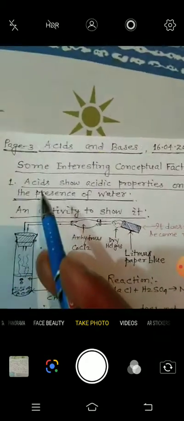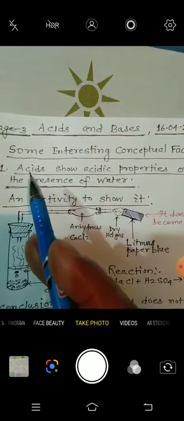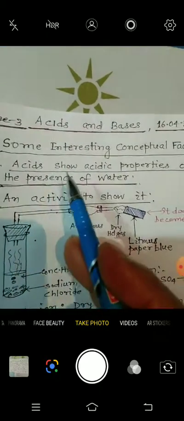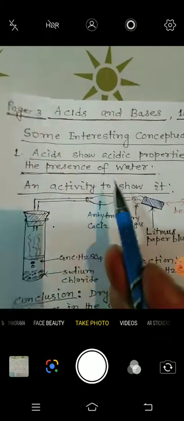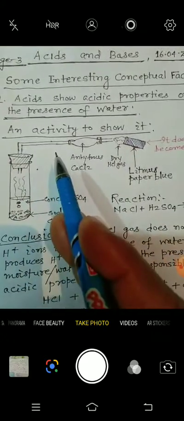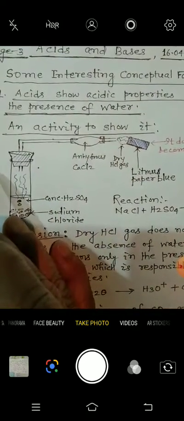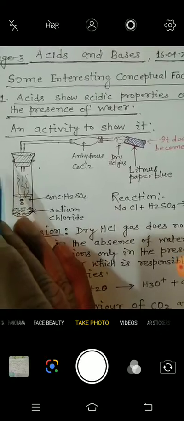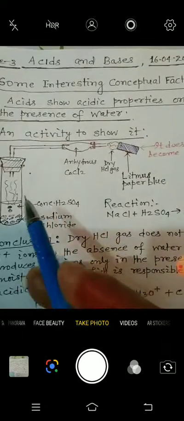Now, the next fact related to acids and bases is here. The acids show acidic properties only in the presence of water. An activity to show this, that an acid in the absence of water does not show its acidic behavior.